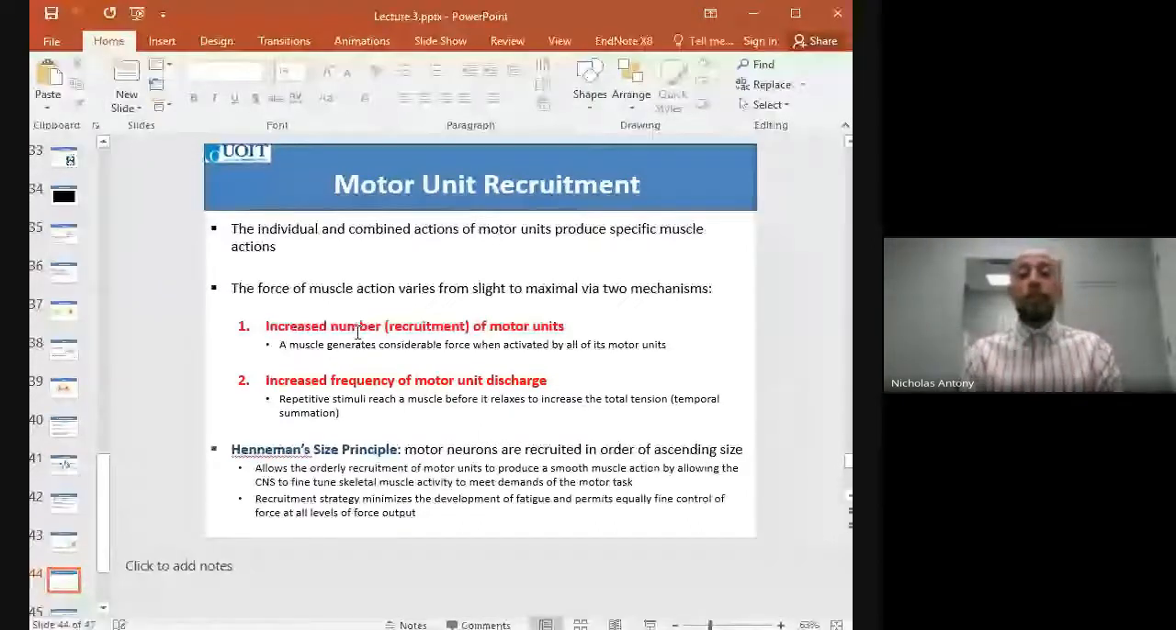So I just wanted to finish off on one thing. Do we all remember Henneman's size principle?